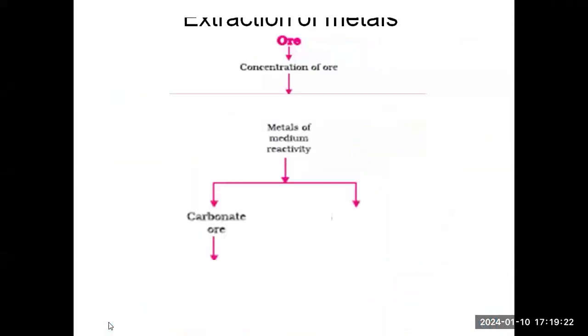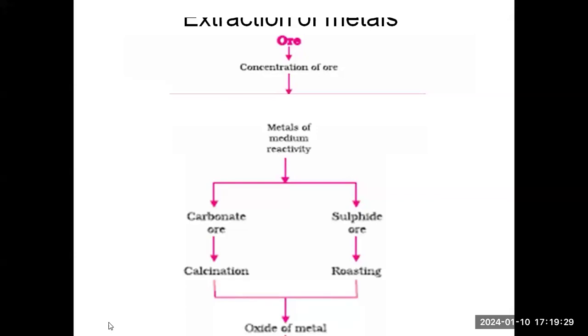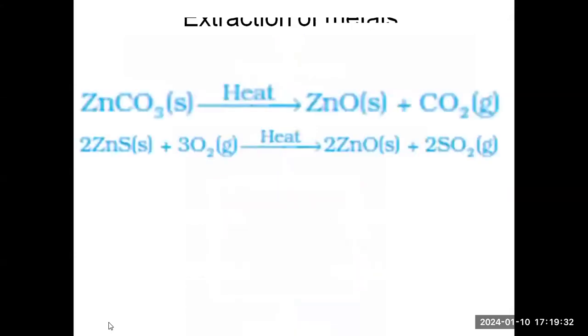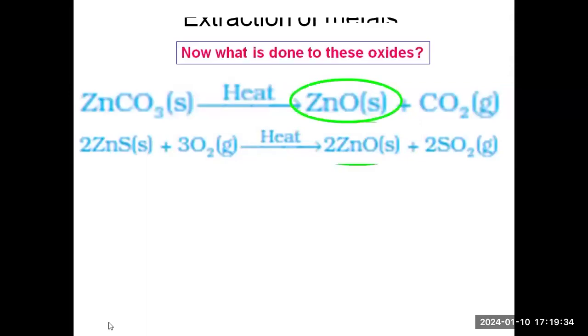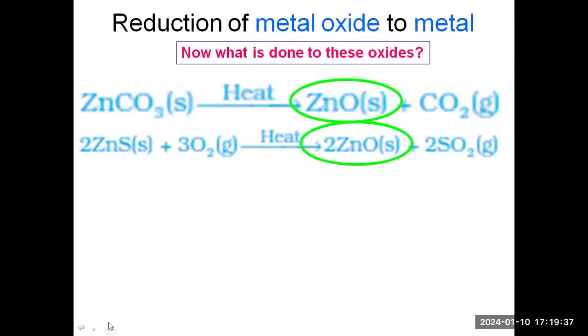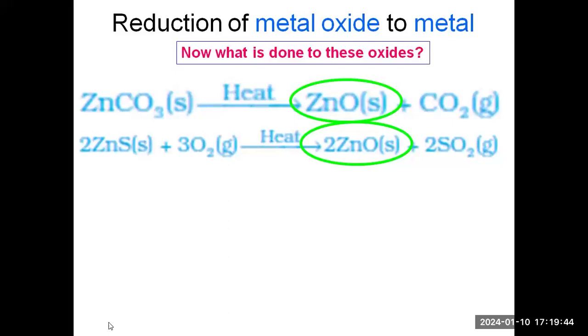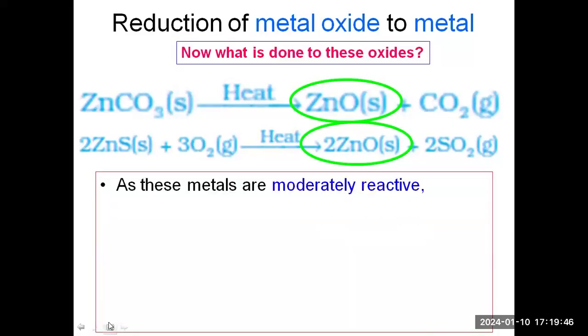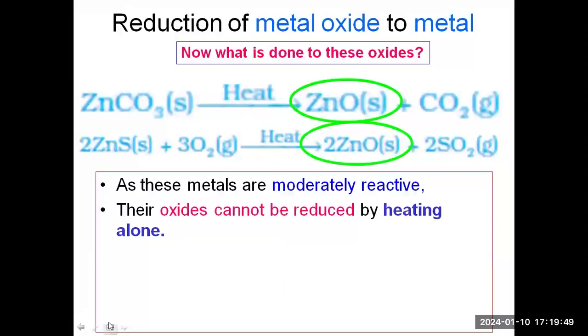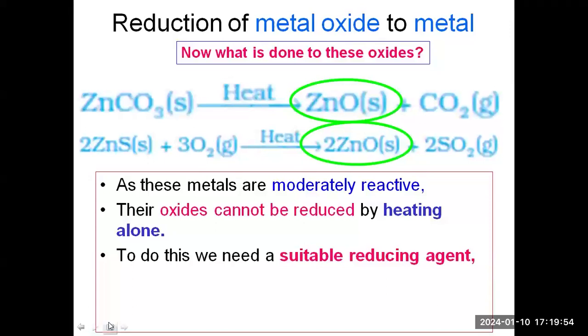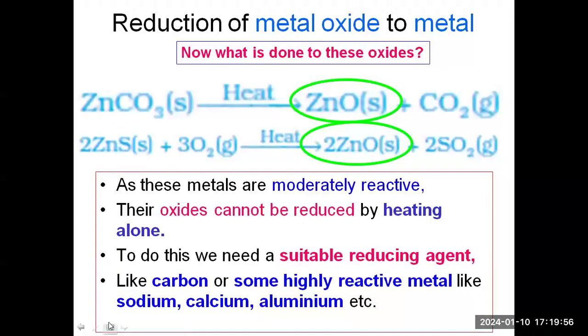You can see here, this was the path that we discussed just now. Carbonate calcination, sulfide roasting, and we got zinc oxide. Now, what are we going to do to the zinc oxide? We'll take this zinc oxide and we'll reduce it because we don't want oxygen here. We simply want zinc. So reduction is to be done. Now to reduce, there are two ways. We cannot just heat it and reduce it. We have to use a reducing agent, a suitable reducing agent.